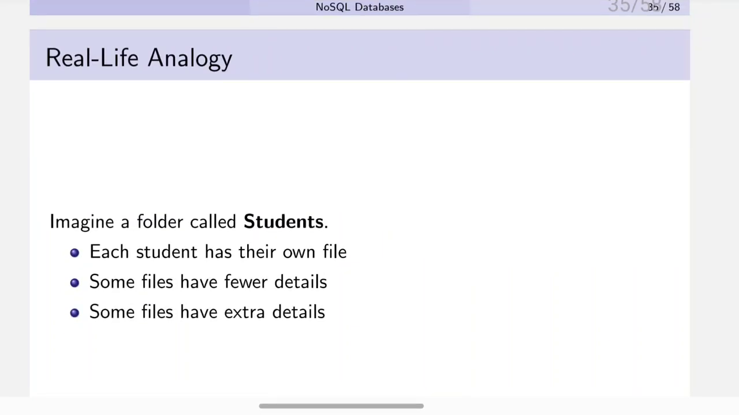So one real life example I have imported here. Imagine a folder named students. Each student has their own file. Some files have extra details, some files have fewer details. Each file is independent. It is not like each file should only have these details, or document 1 should have this detail, document 2 this should have this. Not fixed. It is completely different and completely independent.